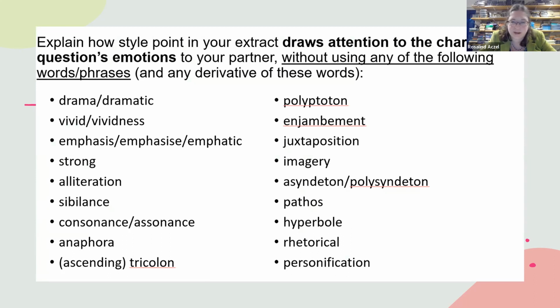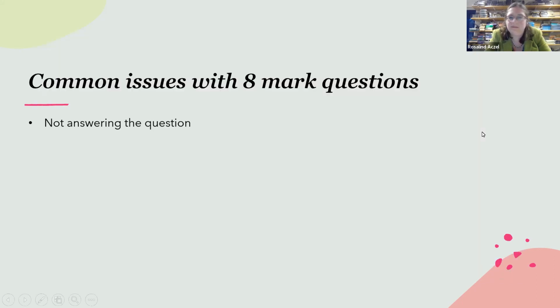Could they manage to explain it when they're not allowed to use these style terms at all? Because then they're being forced. I mean, things like dramatic, vivid. What does that even mean? So they're going to have to think about it in a slightly different way. Problems with not answering the question.